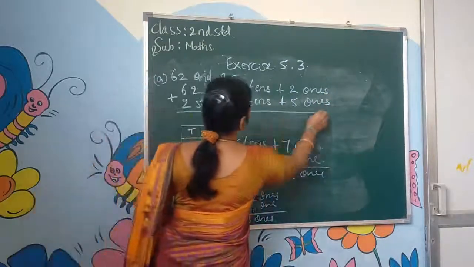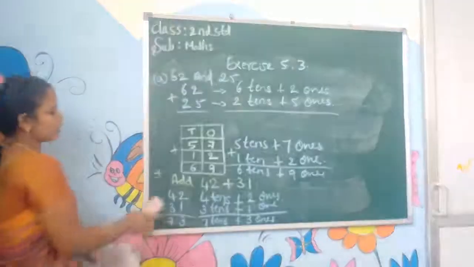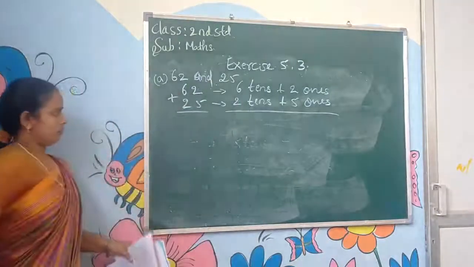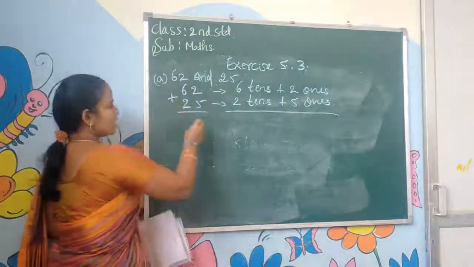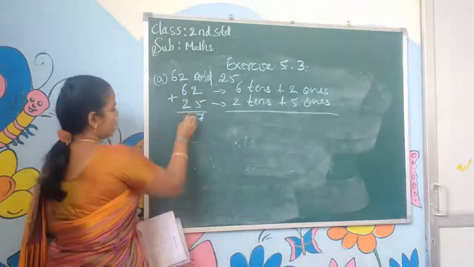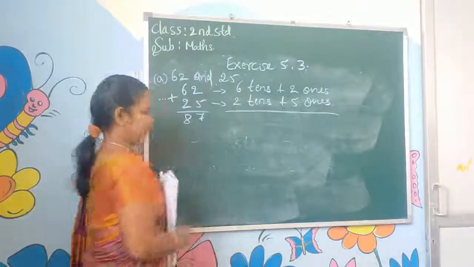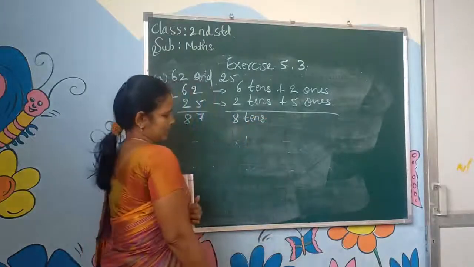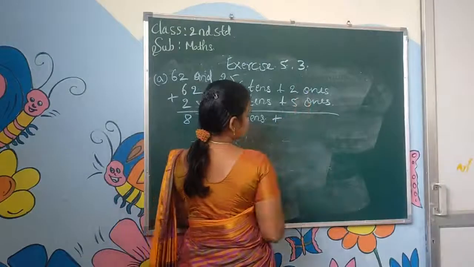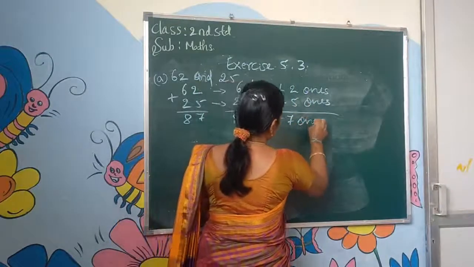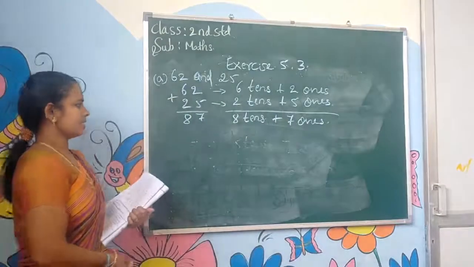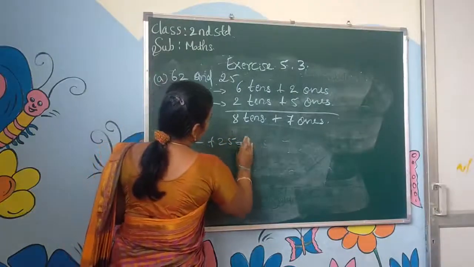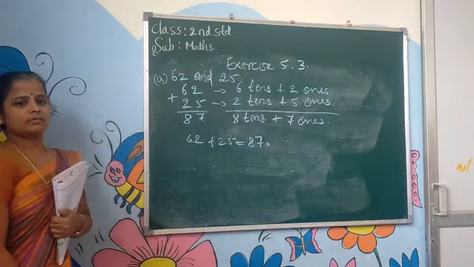Now add it all. You have to add the ones and also the tens. 5 plus 2, how much? 7. 6 plus 2, how much? 8. So here 8 tens. Now, 5 plus 2, how many ones here? 7 ones. The answer is what? 62 plus 25 equals 87. This is the answer.